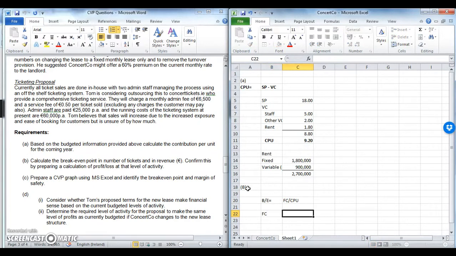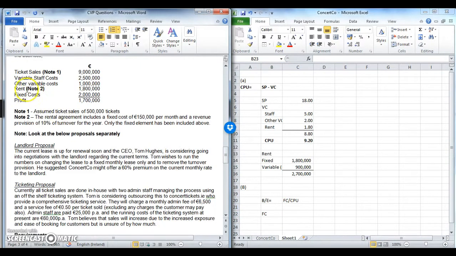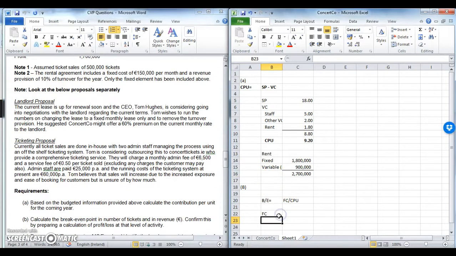We know what our fixed costs are. Our fixed costs are given somewhere in the question. It's rent, and we know it's 1.8 million. That's the fixed element, and then you also have other fixed costs of 2 million as well. So there's rent of 1800, and you have other fixed costs of 2 million.